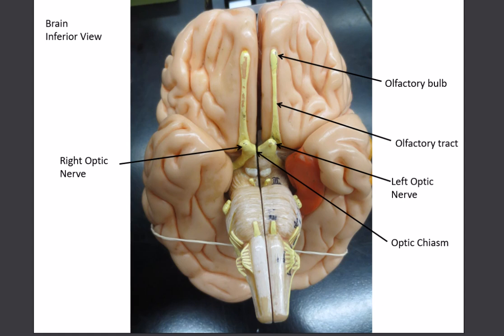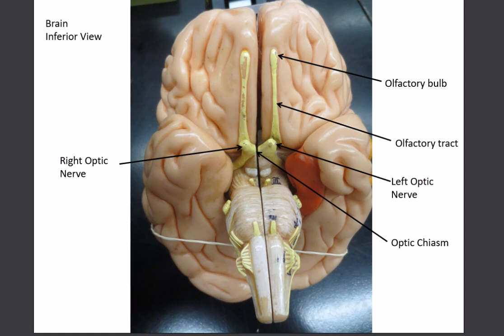The two parts of cranial nerve number 1 we'd like you to know: at the end of the nerve, there's a little bit of a swelling. This is known as the olfactory bulb. From there, the fibers will go this way, posterior, and this will be called the olfactory tract.